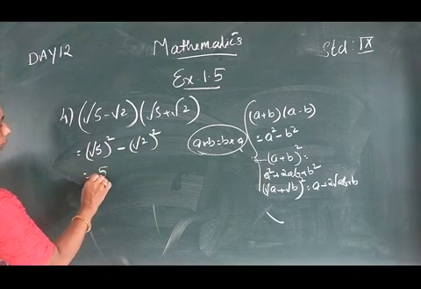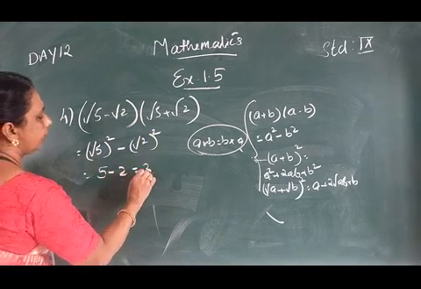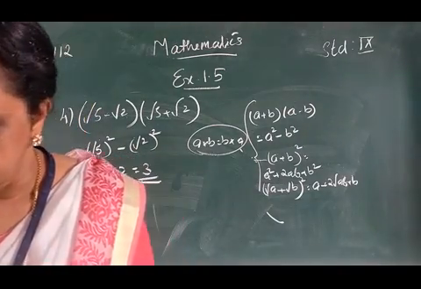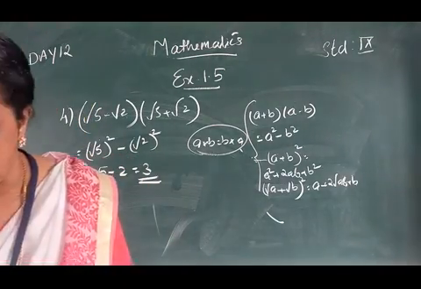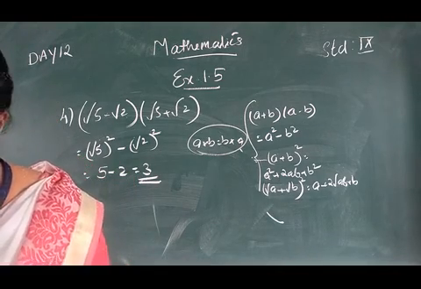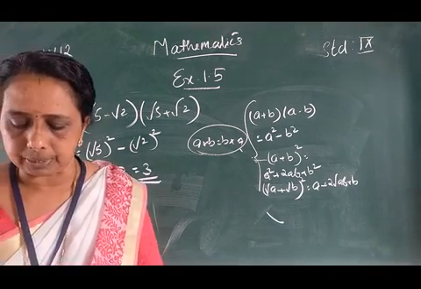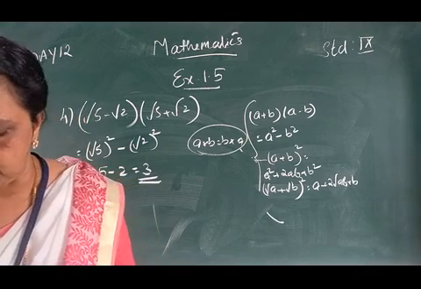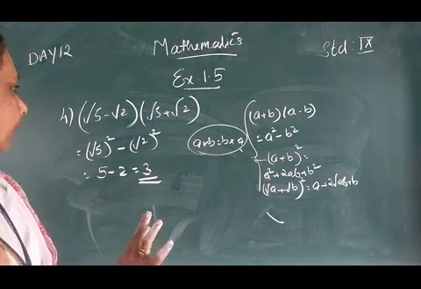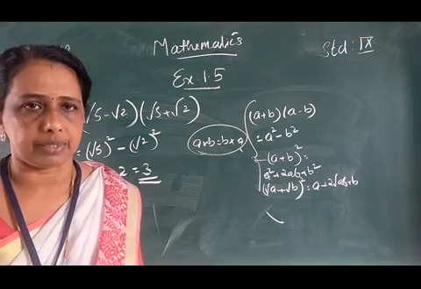Root 5 the whole square is 5, root 2 the whole square is 2. Then we get the answer is 3. This way we can solve the given problems, that is, simplify each of the following expressions. This way, using identities, we can simplify the given expressions.